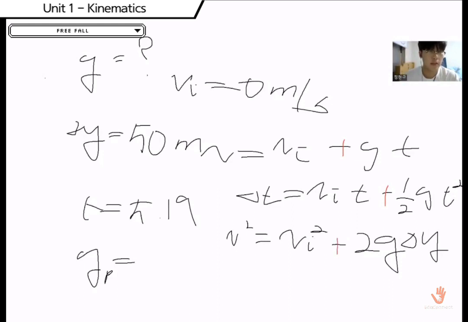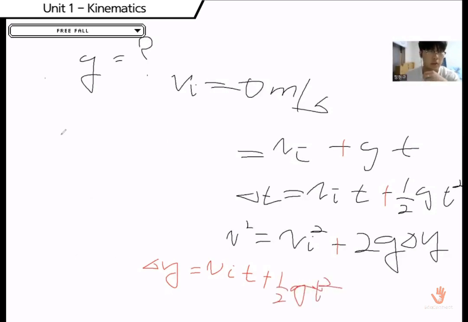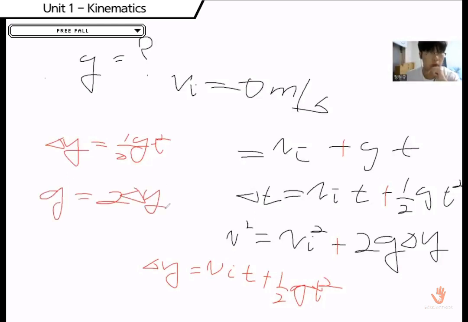Notice that the second equation has all the terms we know except g. Let's use that one. Delta y equals v initial t plus 1/2 gt squared. Letting v initial equal 0, we get delta y equals 1/2 gt squared. Solving for g, we get g equals 2 delta y divided by t squared. Turns out our unknown planet is actually Mars, with a gravitational acceleration of 3.7 meters per second squared.